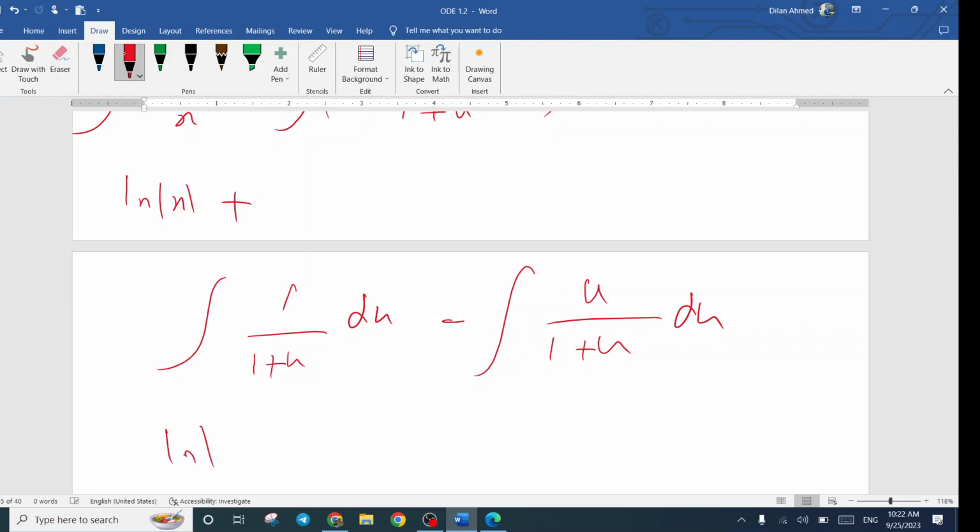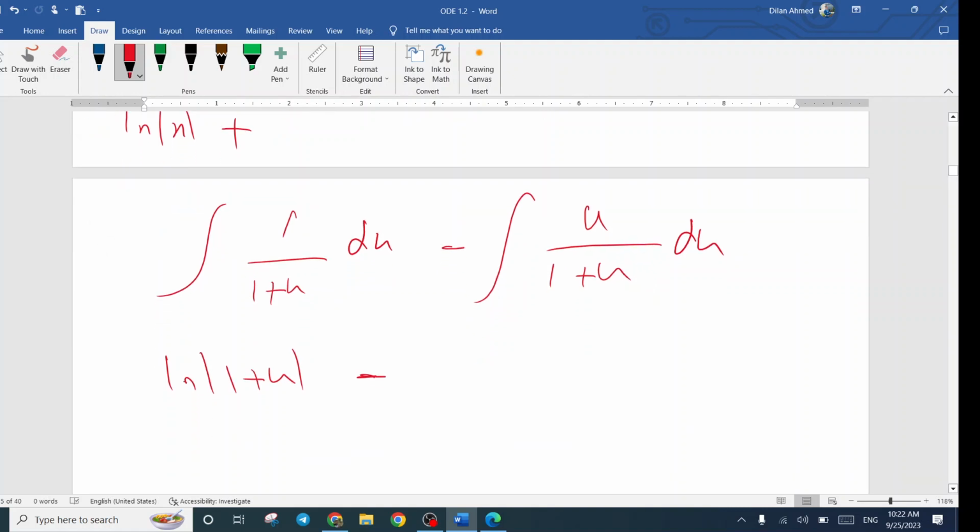So we get ln of 1 plus u. Good. How about the second one? I told you if you do like that, you'll get, for example, 7 over 10. Just do it. Try to do your best. But in case you want a full mark, you need to solve all. Now, u du.